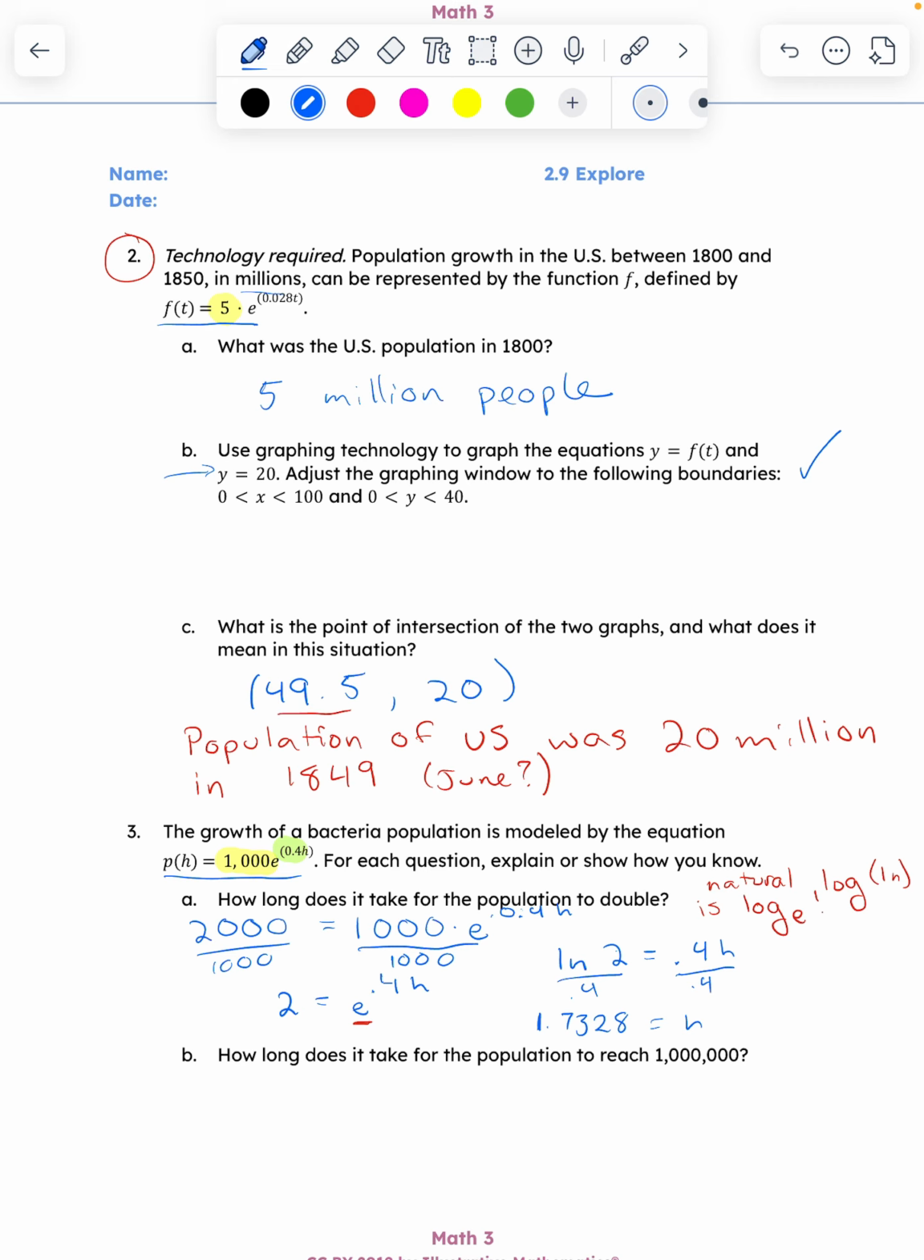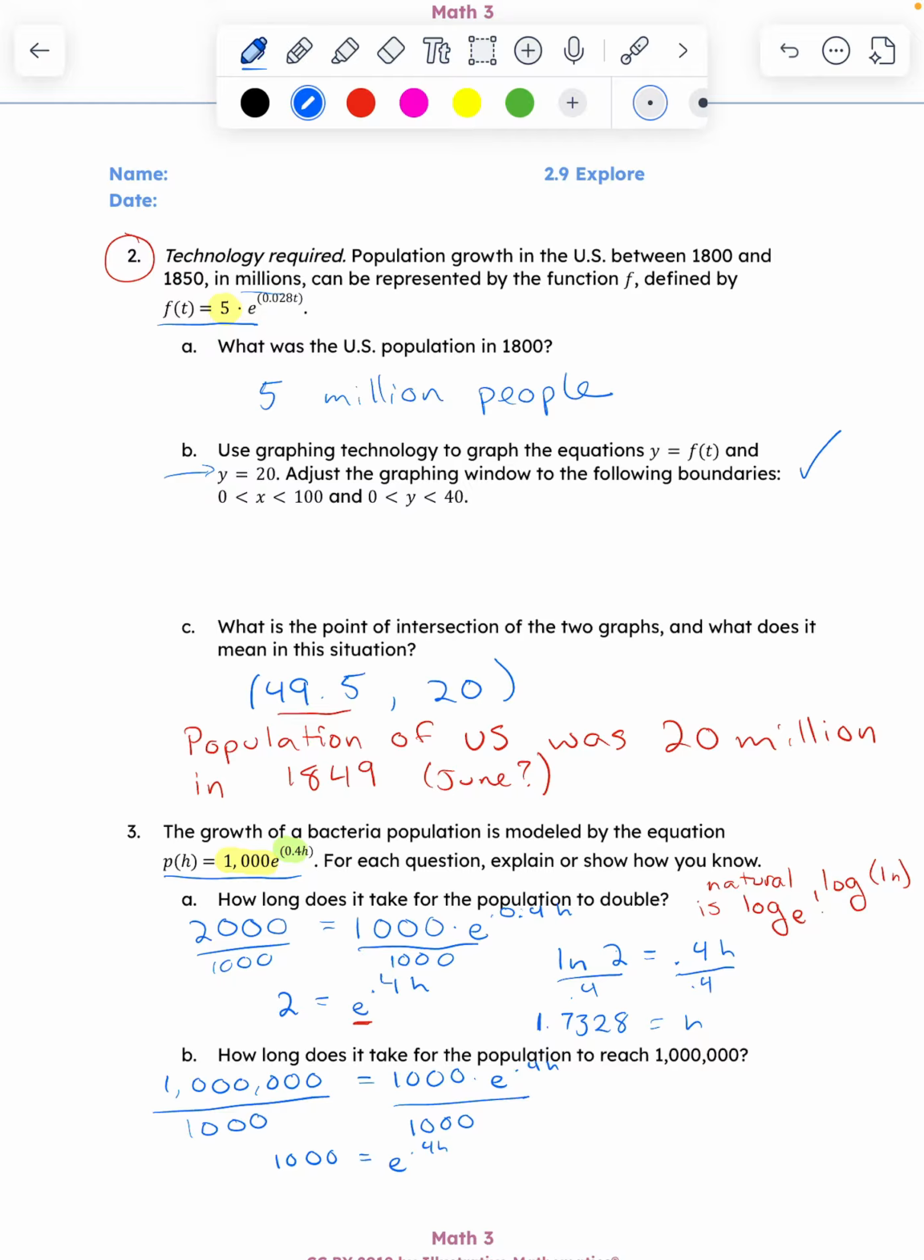Okay. Next question, super similar. How long does it take the population to reach 100,000? Well, just like before, we can set P of H equal to, that's not even 100,000, that's a million. Whew, getting late here. And again, our first step is to divide by 1,000. Which leaves us with 1,000 equals e to the 0.4h.